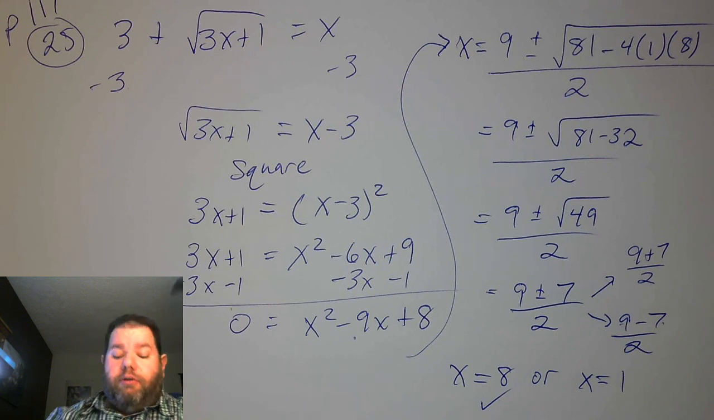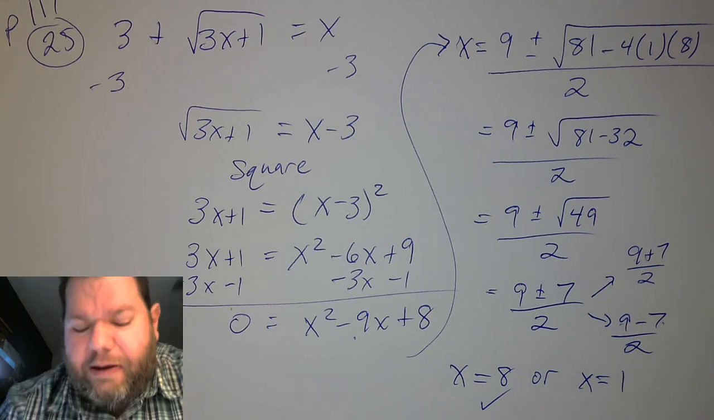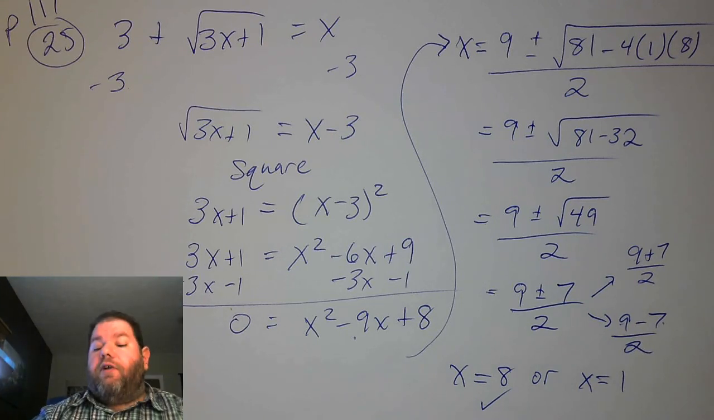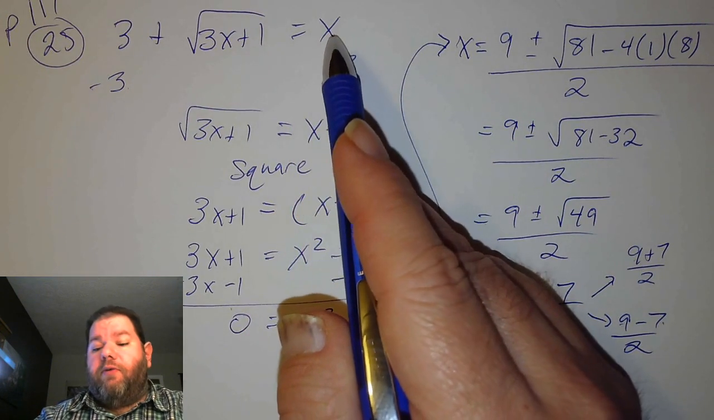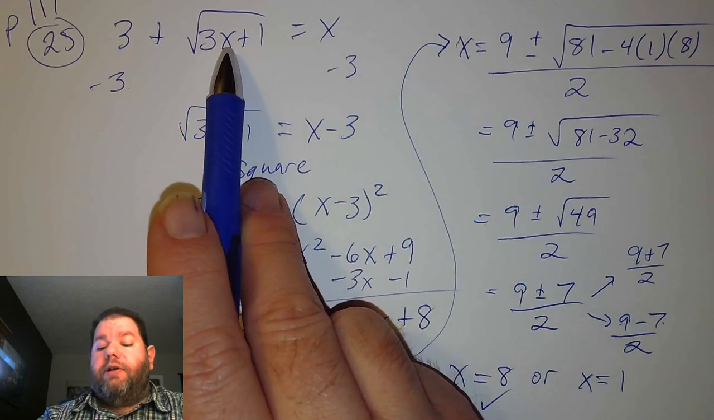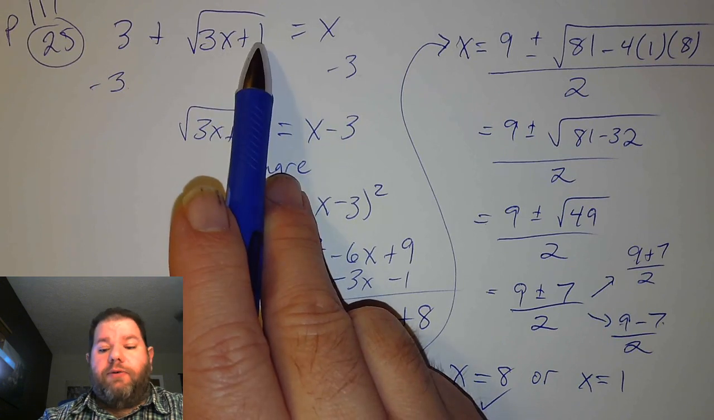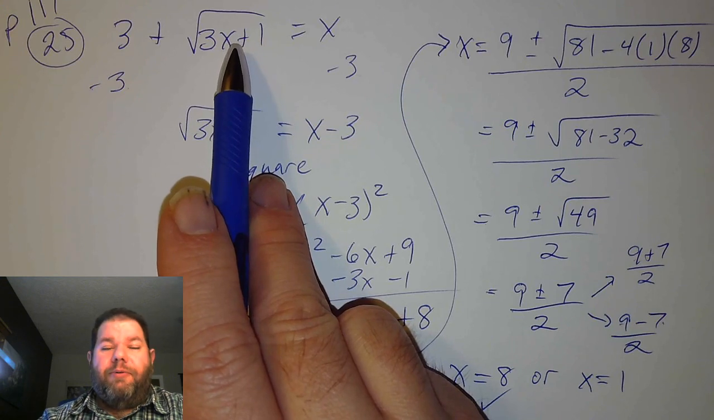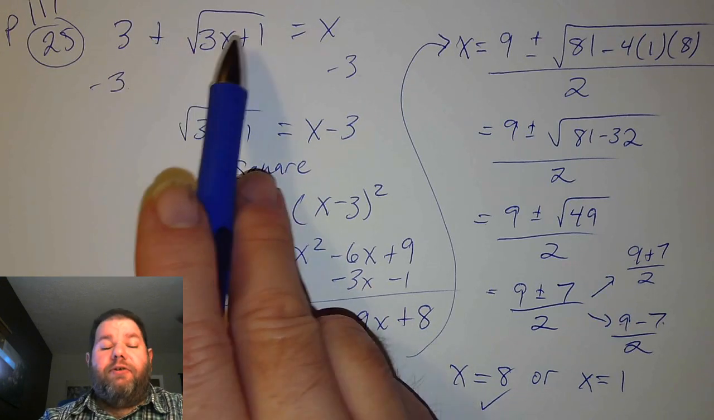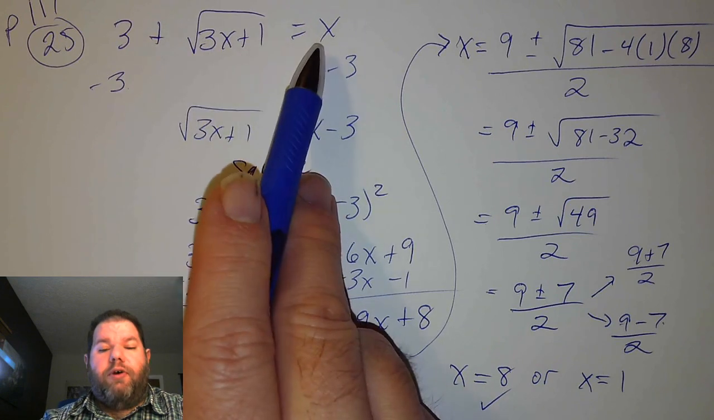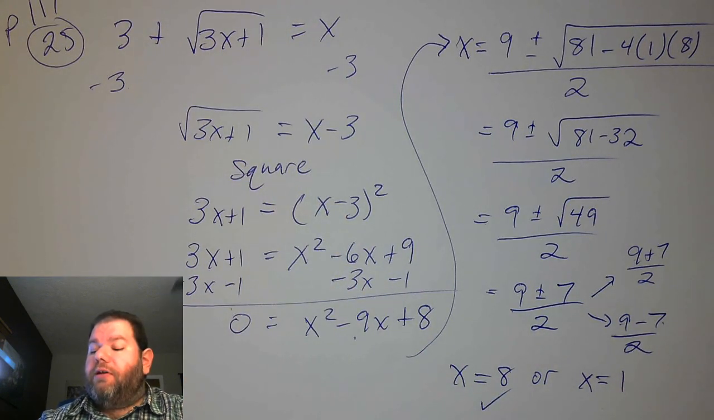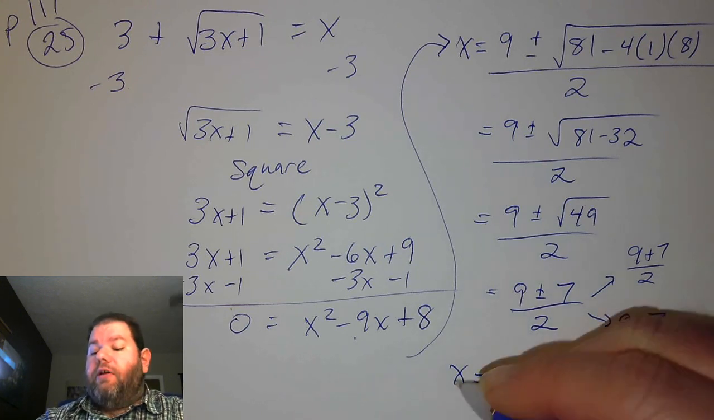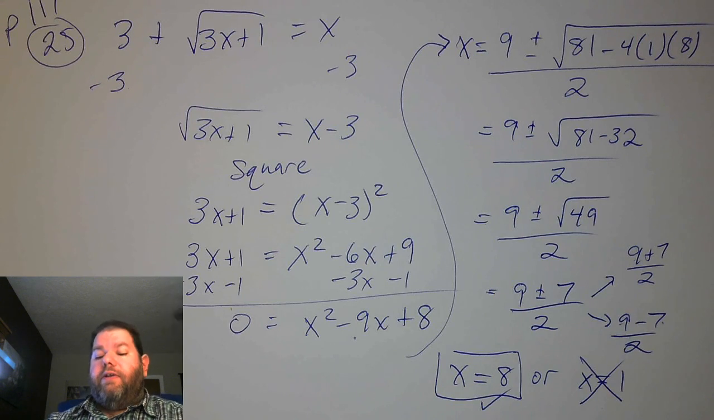For x equals 1, sorry, dropped my pen. There we go. For x equals 1, we know the right hand side will be 1. 3 times 1 is 3, plus 1 makes 4. Square root of 4 is 2, sorry, not 1. And then 3 plus 2 is 5, and so we end up with 5 equals 1, which is simply not true. So we can rule out x equals 1. So the only solution here is x equals 8.